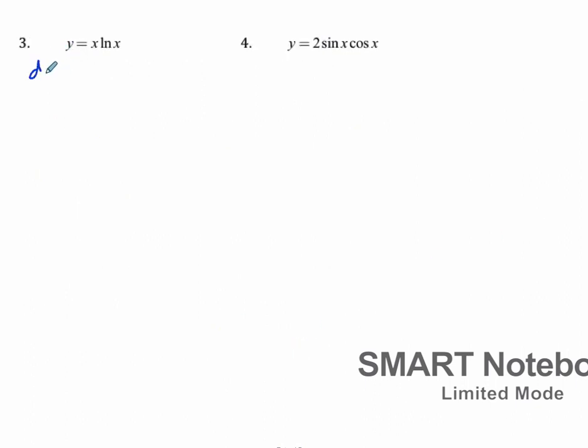Okay, and now we have another product of functions. One function is x, the other one's ln x. So the derivative of ln x is 1 over x. So we find the derivative of ln x times x. That's our first term. And then we're going to have the derivative of x, which is just 1, so it's going to be just ln x. So here the x's cancel, it's just going to be ln x plus 1.